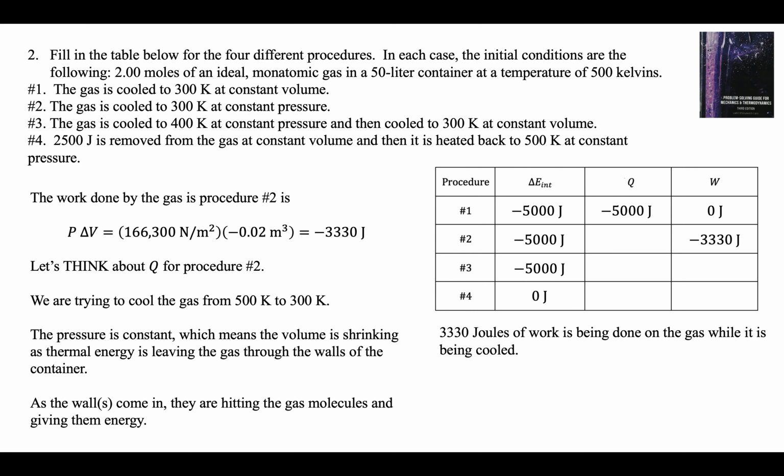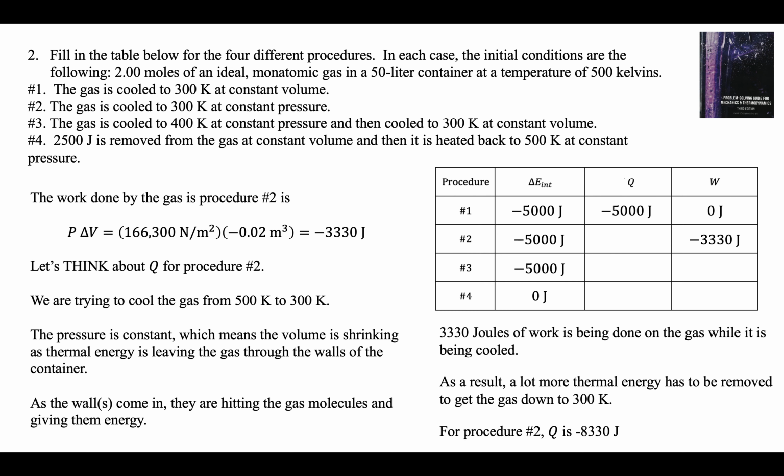How much energy do I have to take out? We have to get it all the way down to 300 while 3,330 joules are being put into the gas. I've got to leave it in the ice a lot longer. So delta Q is minus 8,330. We got to do both of these. All right, let's put it on the table.